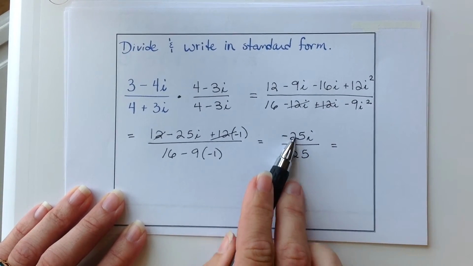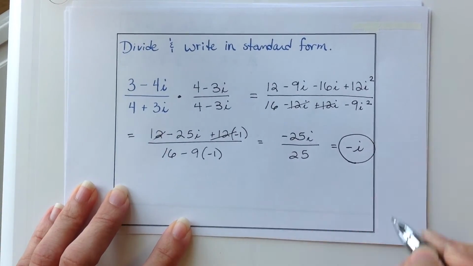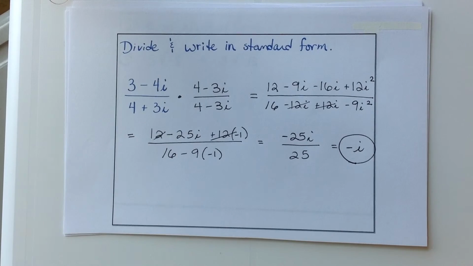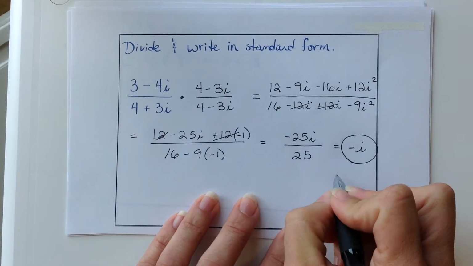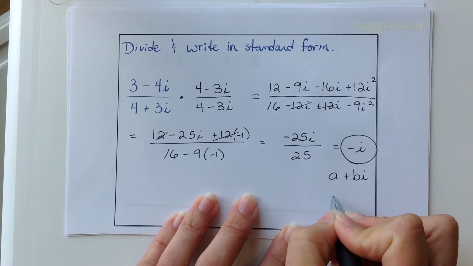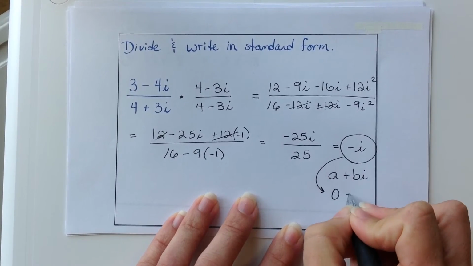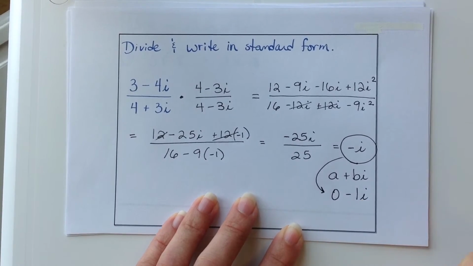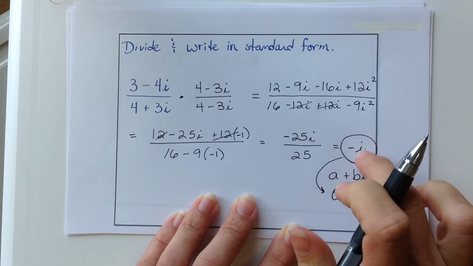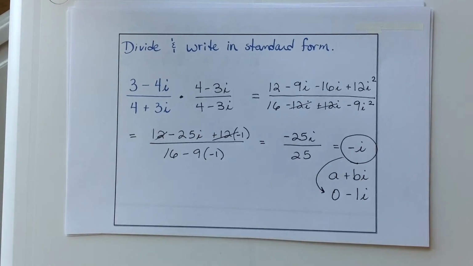And then you can reduce the 25s. Therefore, you're left with just negative i. Now, that is considered to be standard form. But when you look at it, like a plus bi, your a in this case is just an understood 0 and then minus 1i. But of course, you don't have to write all that. I mean, this is your answer, but that's why it is still considered standard form.